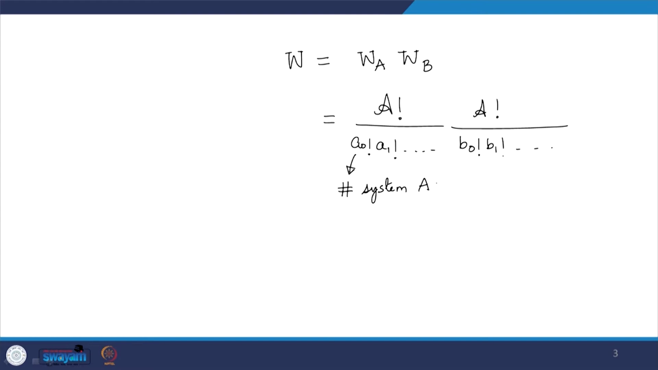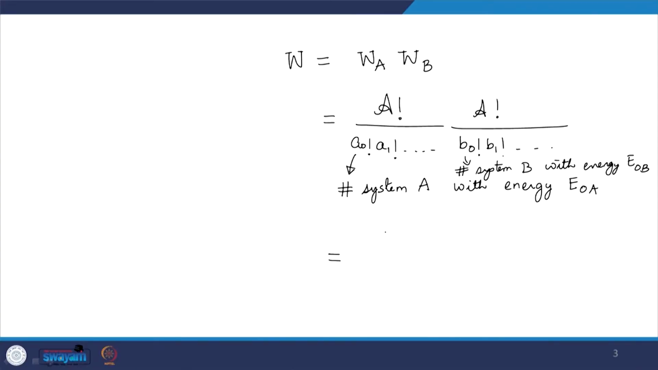So, A_0 refers to the number of systems A with energy E_0A. A_1 is the number of systems with energy E_1A. Similarly, B_0 is the number of systems B with energy E_0B, and we can have B_1 as the number of B systems with the energy E_1B and so on.